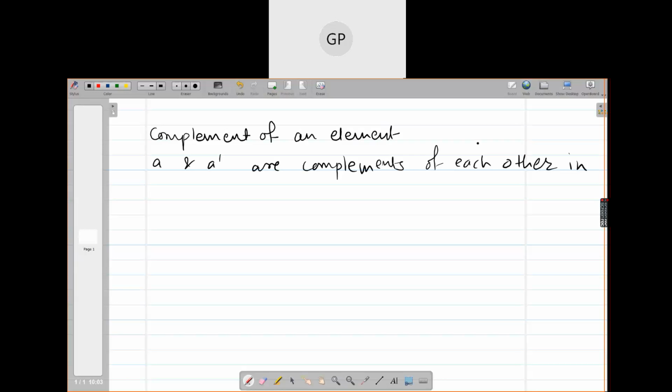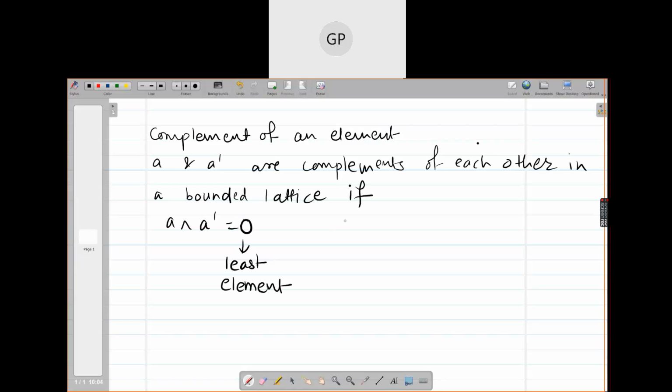In a bounded lattice. The lattice must be bounded. It should have a greatest element and the least element. If A meet A dash is 0, 0 means the least element of the lattice. It is not 0 element always. Please remember this. And A join A dash is 1. 1 is the greatest element in the lattice.